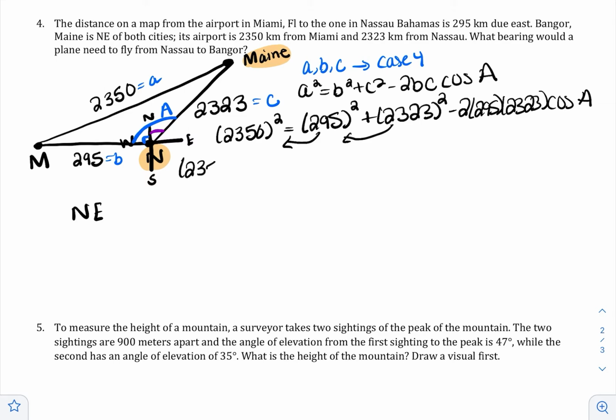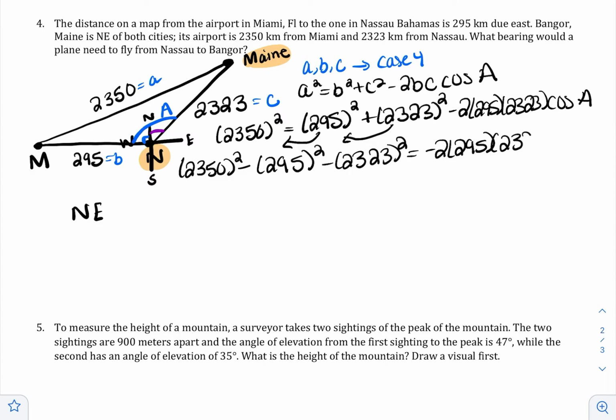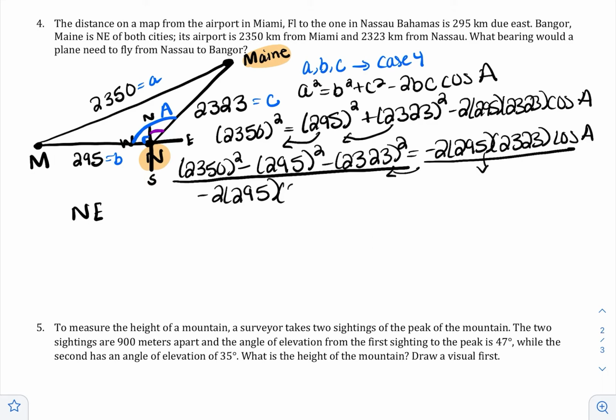So I have 2,350 squared minus 295 squared minus 2,323 squared is equal to negative 2 times 295 times 2,323 times cosine of A. Just got to be careful with your algebra here. And then I'm going to divide both sides by this. So when I do that, I'm going to have negative 2 times 295 times 2,323. So that's gone from this side. And then the final thing I'm going to do is cosine inverse. So it's going to be cosine inverse of all of this.